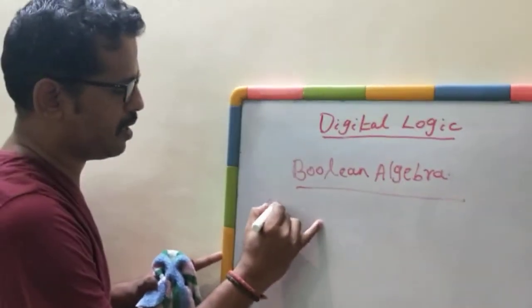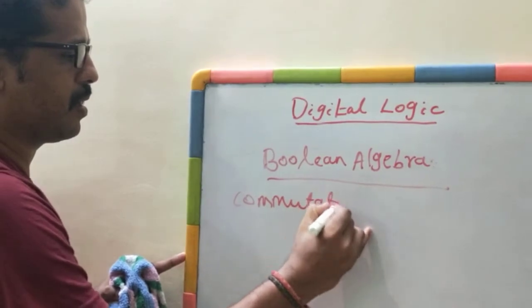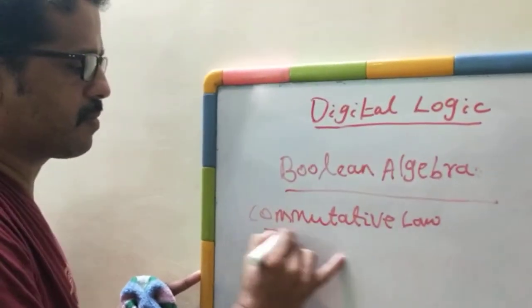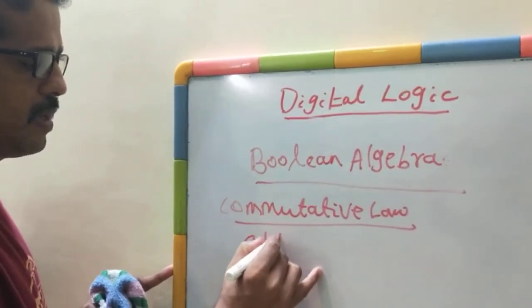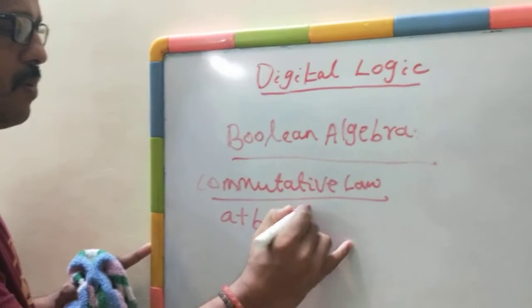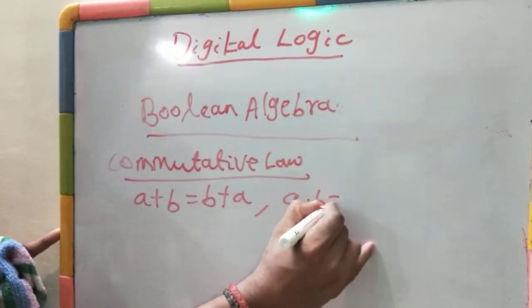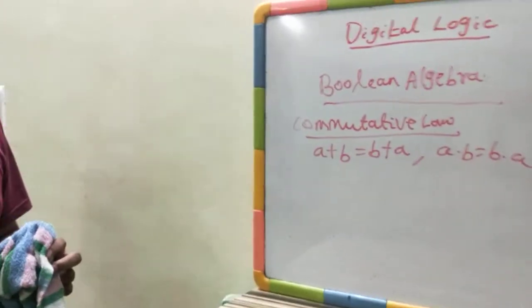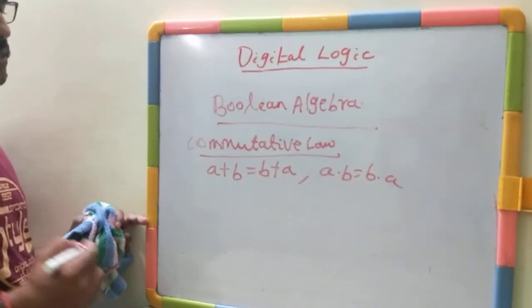First, commutative law: A plus B equals B plus A, and A into B equals B into A. Here plus represents the logical OR operation, and dot represents the logical AND operation.